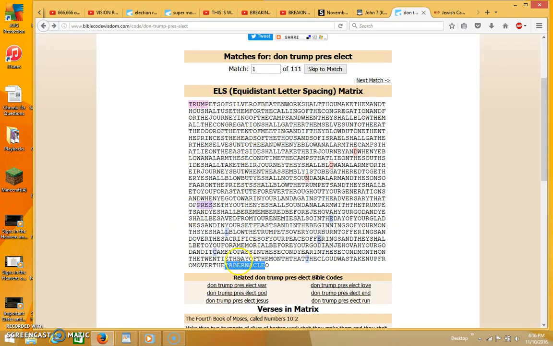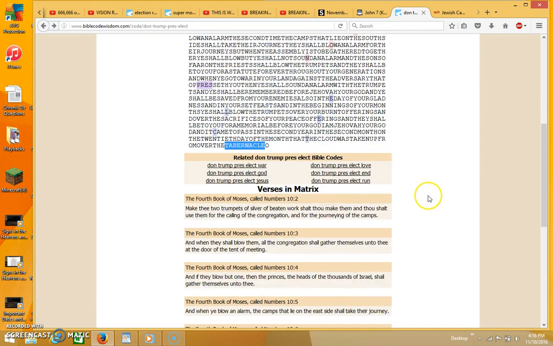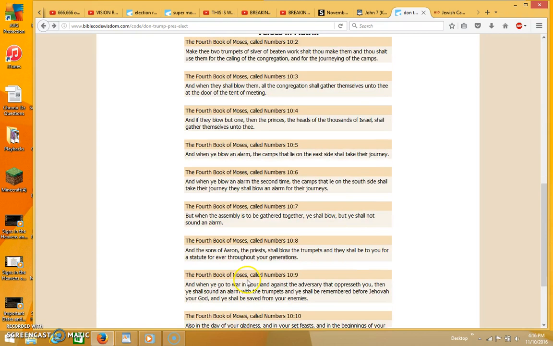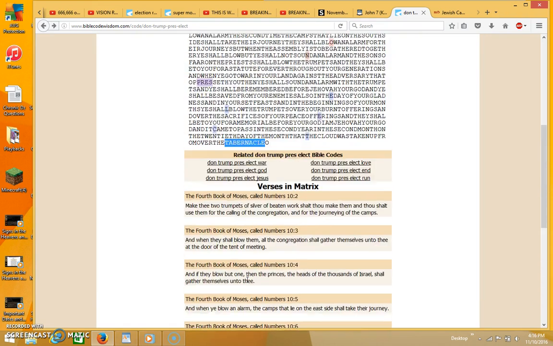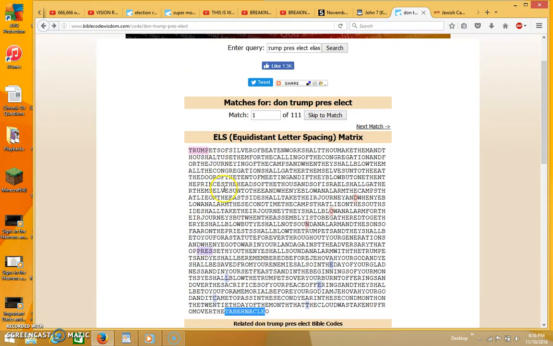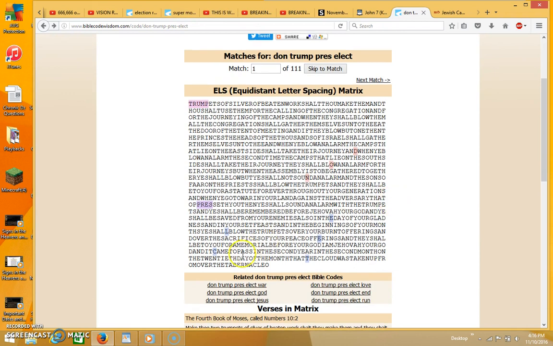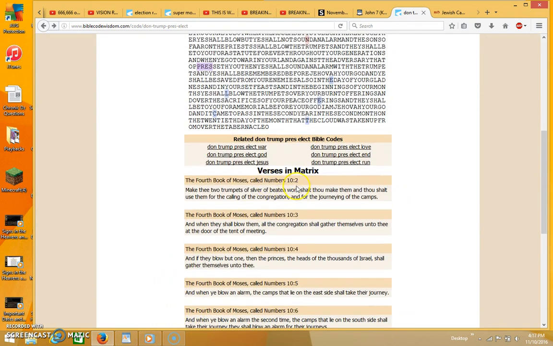And like I had said, this table is making reference to the Feast of Tabernacles, and it's all about blowing the trumpets. And so I'm going to go ahead and read this matrix, and then I want to talk a little bit more about numbers, and then I want to talk about the supermoon as well. But this is coming up in Numbers.